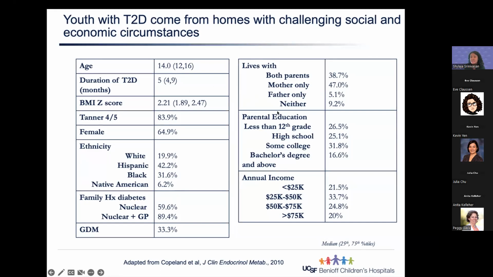So in the TODAY study cohort, only 38.7% of the participants lived with both parents. And close to 10% of these participants lived with neither their mother nor father. In terms of parental education, there were significantly high numbers with less than a 12th grade or only a high school education. And annual income numbers also show that these children come from families with a great deal of poverty.